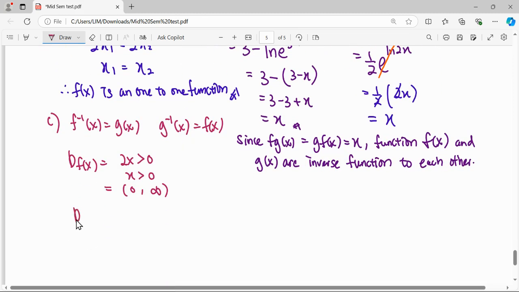And then the range of the function. So a log function is not a special case. Therefore, it is always negative infinity to infinity. Then we can move on to the domain of g(x). Actually for the domain of g(x), we can refer to the range of f(x) because they are inverse to each other. So negative infinity to infinity.